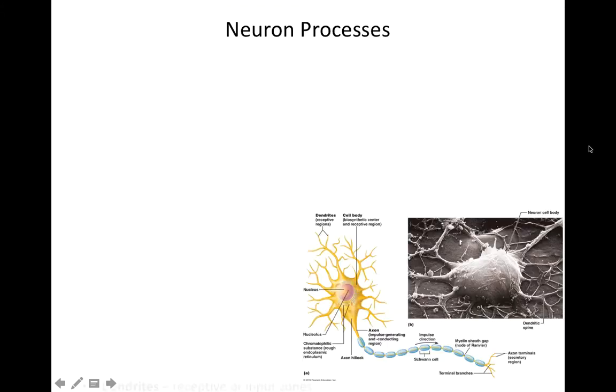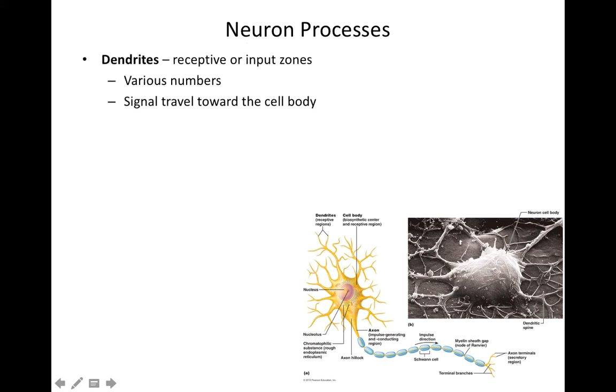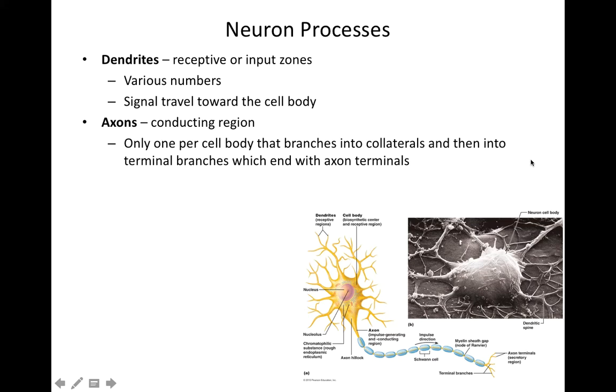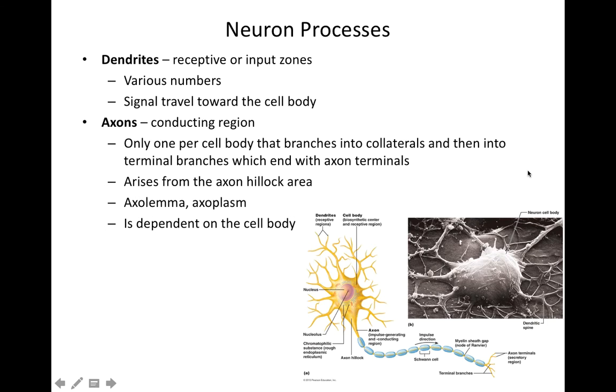All right, so let's talk about the dendrites. We can have various numbers of dendrites here, okay, and they are all inputs. The axon is your one output. So you only have one coming off of the neuron, and then it can branch from there. So the axon comes off of this axon hillock, and the plasma membrane surrounding the axon is called the axolemma. The internal structures are the axoplasm.